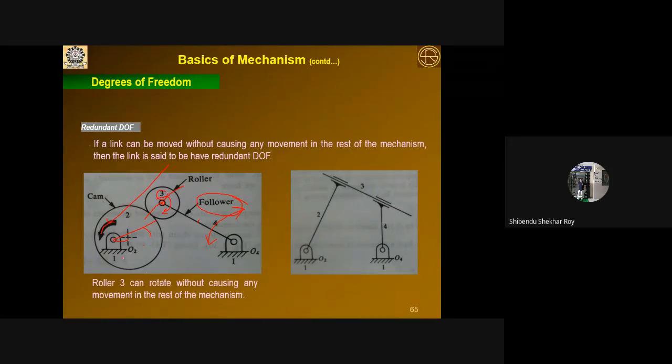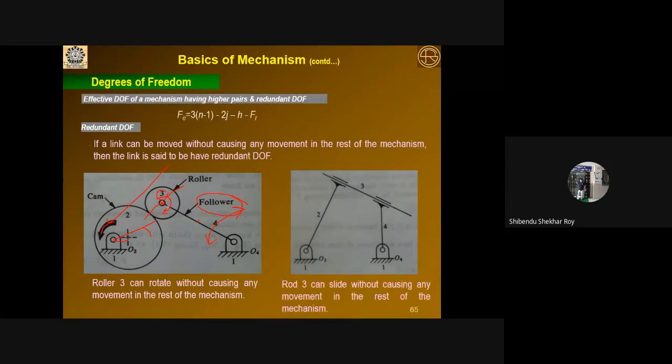Similarly, the roller, link number 3, can rotate without causing any motion to the rest of the mechanism, neither the follower nor the cam. So that is why it has the redundant degree of freedom. If a redundant degree of freedom exists, then your formula changes again. The effective degrees of freedom of a mechanism having a higher pair as well as a redundant degree of freedom becomes 3 times (n minus 1) minus 2j minus h minus Fr. Fr is the number of redundant degrees of freedom that exist, which you have to check.